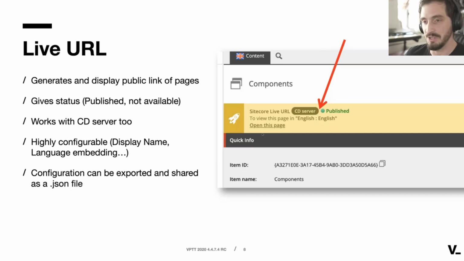Last but not least, if you have multiple sites on your Sitecore or working on different environments like staging, UAT, production, you can bundle all your configuration and share it as a JSON file with any of your team members. So it's pretty useful when you're working in a team and you don't want everyone to recreate the same configuration as you.